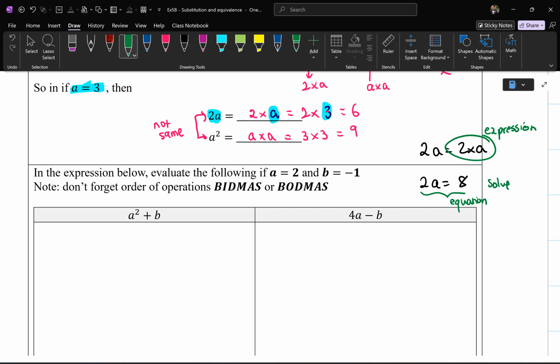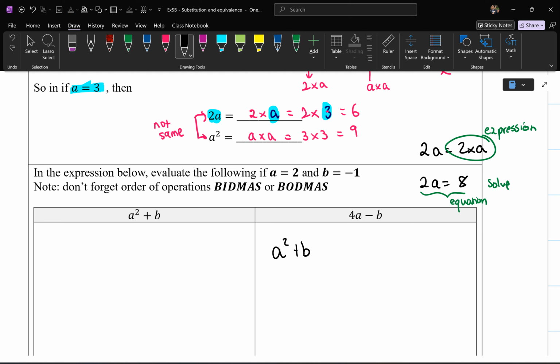An equation, you should be able to tell me what the answer would end up being. An expression, you shouldn't be able to tell me what the answer should be. That's why these examples that you see here, 4a minus b, that's an expression. Over here, a squared plus b, that's an expression because you don't know what the answer is. There is no way that you could tell me what the answer is. That's called an expression.